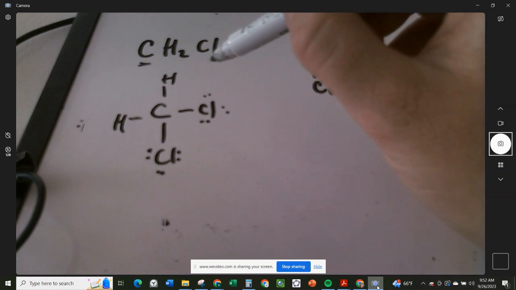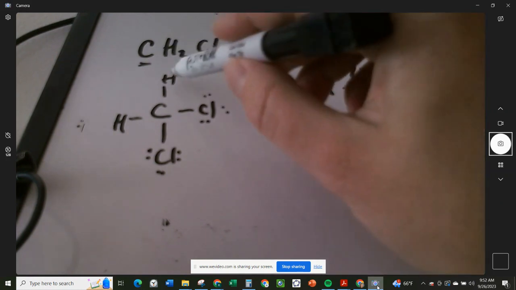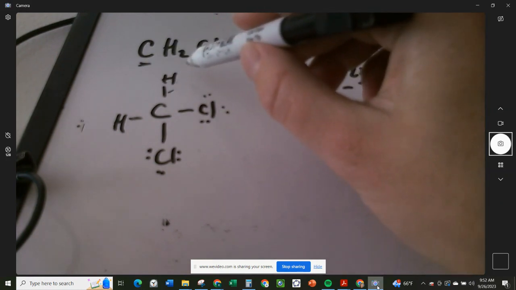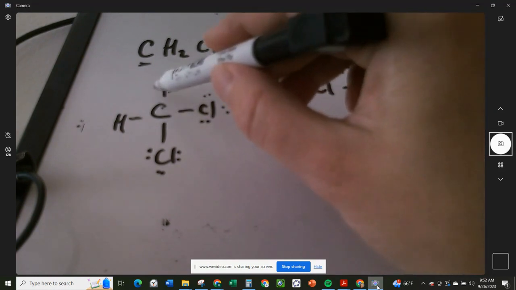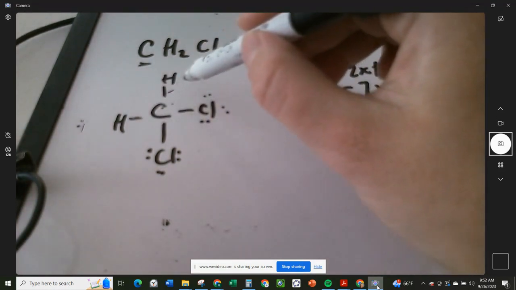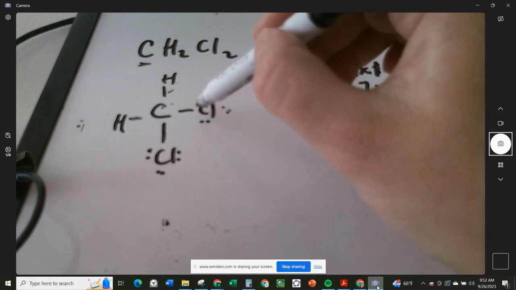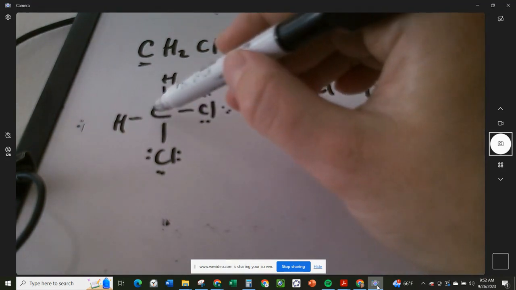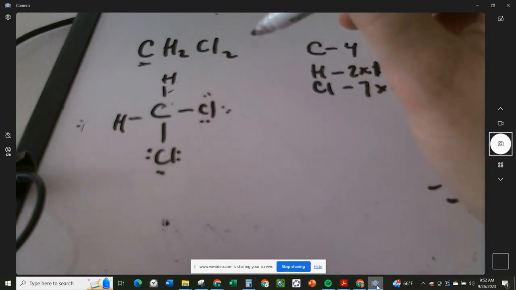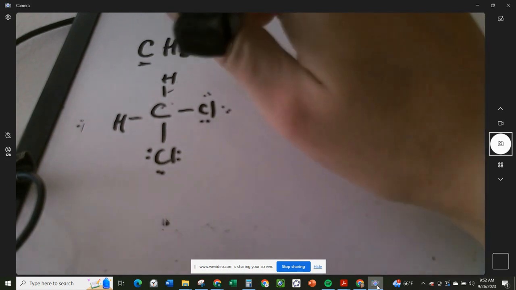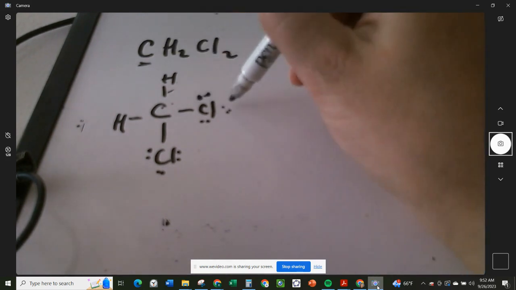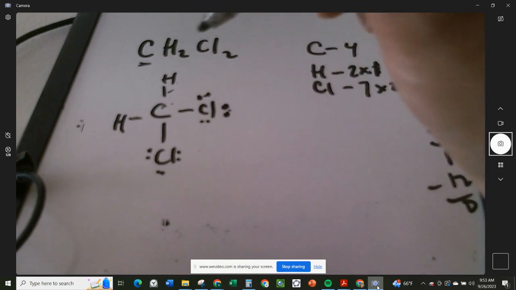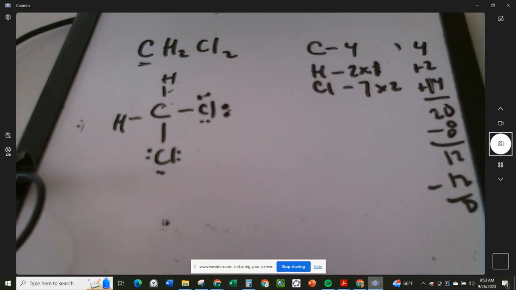And then we just check octets. So hydrogen has 2 electrons. It has a satisfied octet. Carbon has 2, 4, 6, 8. It has a satisfied octet. Chlorine has 2, 4, 6, 8. It's also satisfied. So everything has a correct number of electrons. This would be our Lewis structure. Okay. Let's go back to our slides.